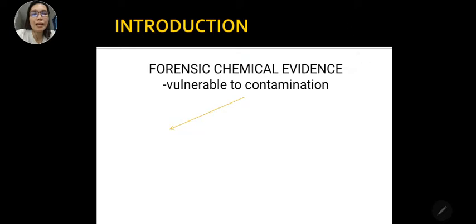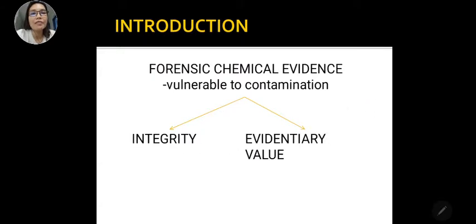Okay, so forensic chemical evidence is vulnerable to contamination. That is why we have to observe the proper handling of physical evidence from the time of its recognition on the crime scene until the documentation, collection, packaging, and until the transport of the physical evidence to the appropriate laboratory for examination. So we always have to preserve the integrity and the evidentiary value of the forensic chemical evidence.